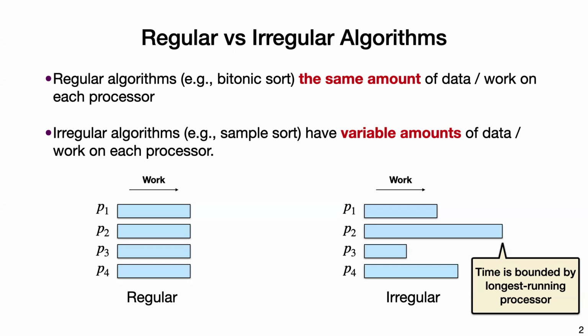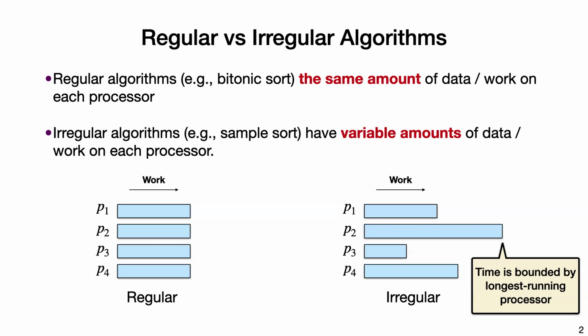On the other side, we have irregular algorithms, which are, for example, simple sort or quick sort, where the data and the work are variable across the processors. If you know about quick sort, which we will talk about shortly, you do randomized partitioning and try to cut as evenly as possible, but it's random, so you may get some imbalance, and that's where the irregularity comes from.